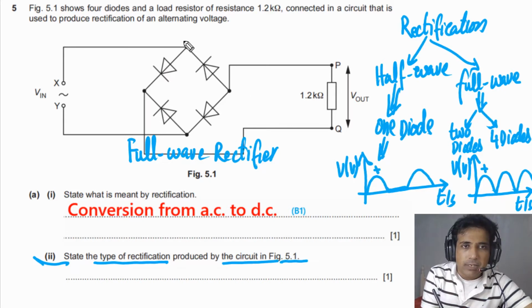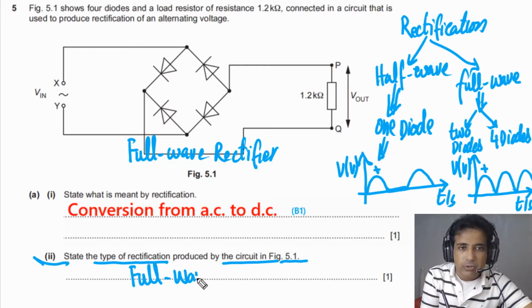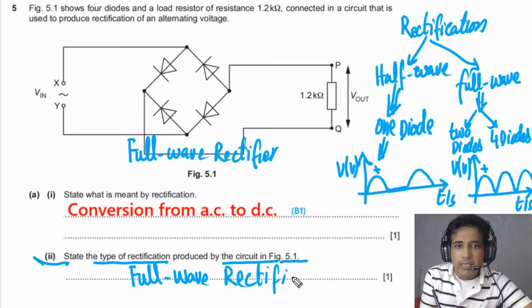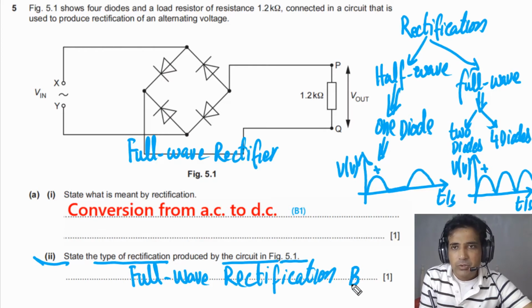In this case we have 4 diodes. It simply means that this one is full wave rectification. This question has only 1 mark. If you have written full wave rectification, you will get 1 mark, and that is B mark.